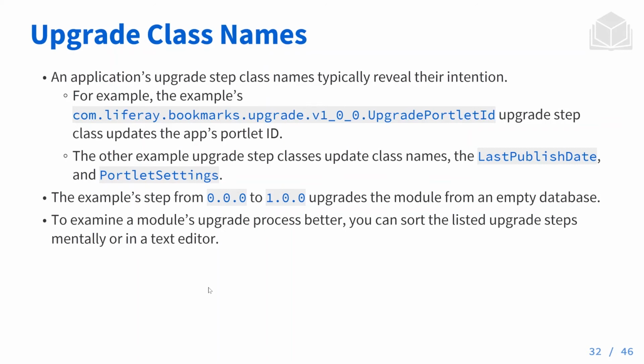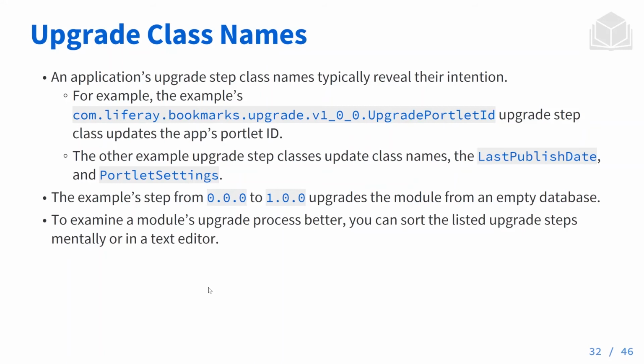So when we're going through the upgrade process of a specific module, the module itself is going to let you know what it's doing. So in the previous example, you will see something like this: com.liferay.bookmarks.upgrade, version 1.0.0, upgrade portlet ID. It's letting you know that it's, well, upgrading the portlet ID. Right. Another upgrade step or another example could be something along the lines of updating the last published date or the portal settings. So if you take a look back previously, the steps that were going to be taken is from upgrading the module from version 0.0.1 essentially to version 1.0.0.